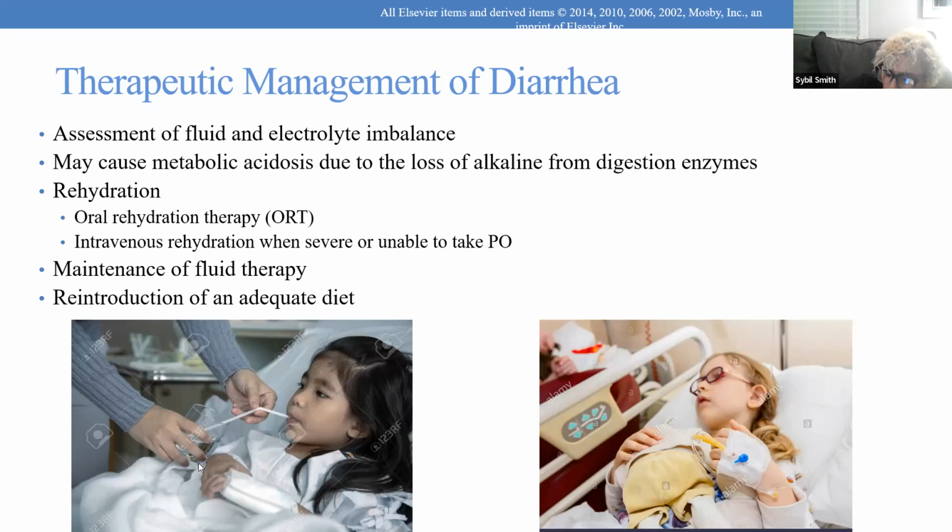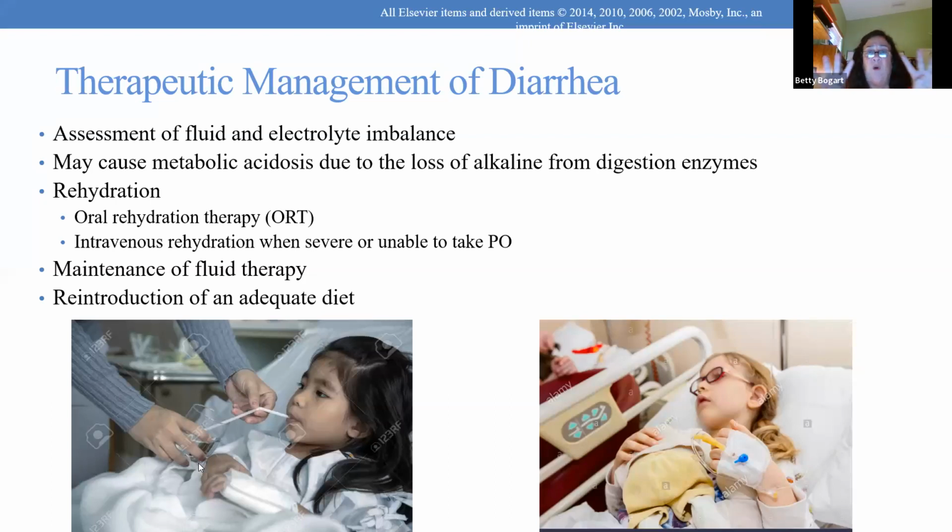Okay, diarrhea. Well, vomiting, let's go back to vomiting. Vomiting, you're vomiting all your acid out of your stomach. So you're being concerned about metabolic alkalosis, right? Now, when you are having diarrhea, that fluid that comes out is more alkaline because of those digestion enzymes that are in there. So you'd be in metabolic acidosis.